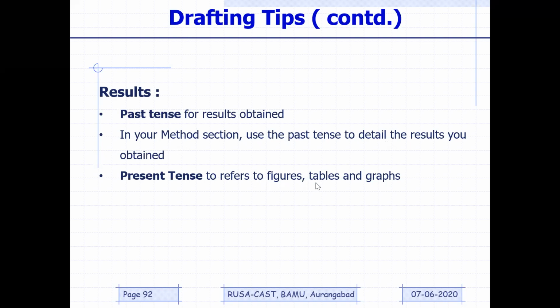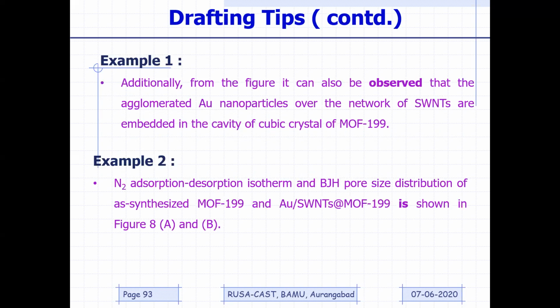And as far as figures, tables and graphs are concerned, you need to use present tense. Whatever result you obtained, for referring to that, you need to use past tense. But whenever you are referring to some particular figure, for that purpose you need to use present tense. These are two examples.